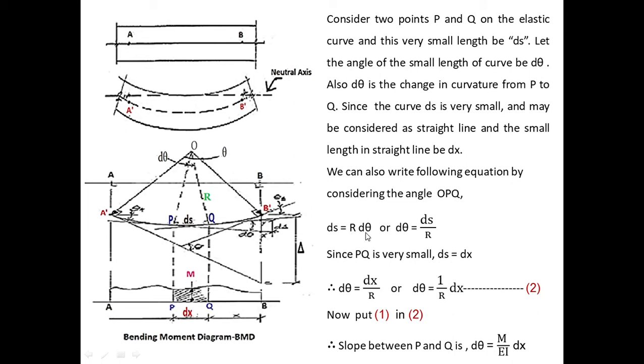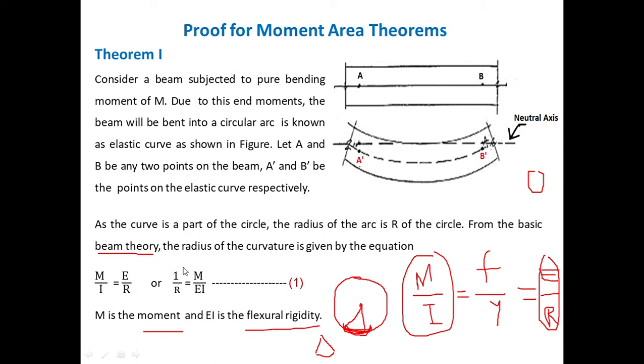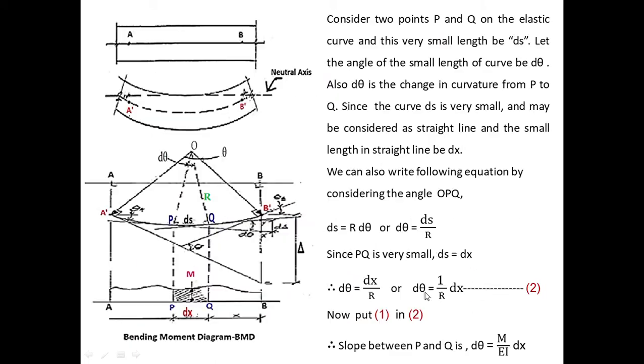R d theta is equal to ds, so R comes to the left hand side, and d theta becomes ds by R. But we know ds is equal to dx, considering a straight line. So instead of ds, we put dx. So d theta is equal to dx by R, or 1 by R into dx. Let it be equation number 2. Now, from equation 1, 1 by R is nothing but M by EI. Put this value in equation number 2. We will get d theta is equal to, instead of 1 by R, M by EI. So d theta is equal to M by EI into dx.